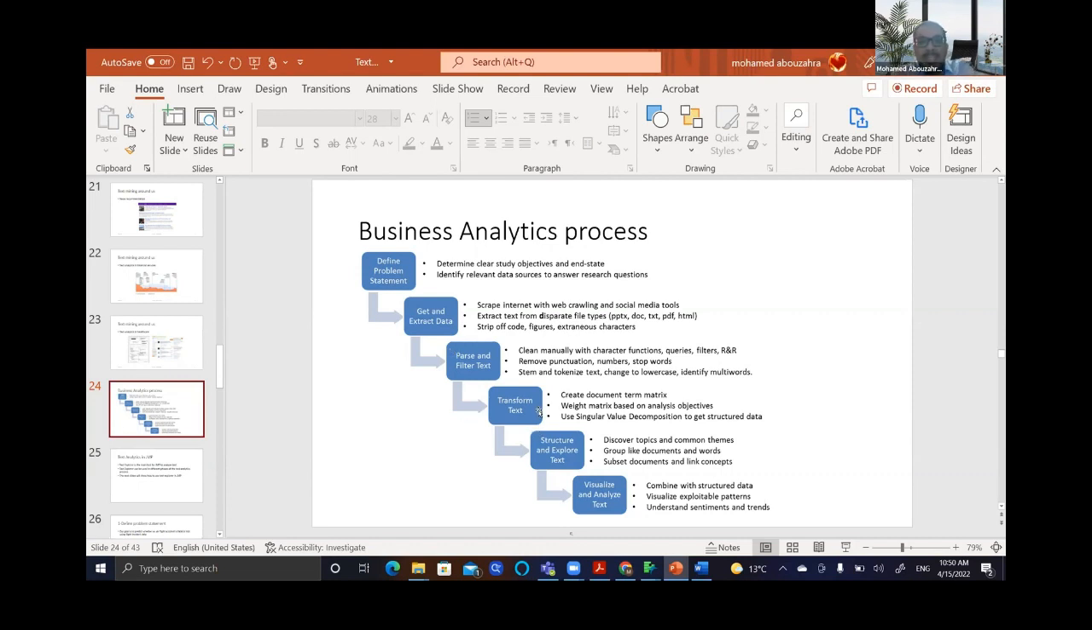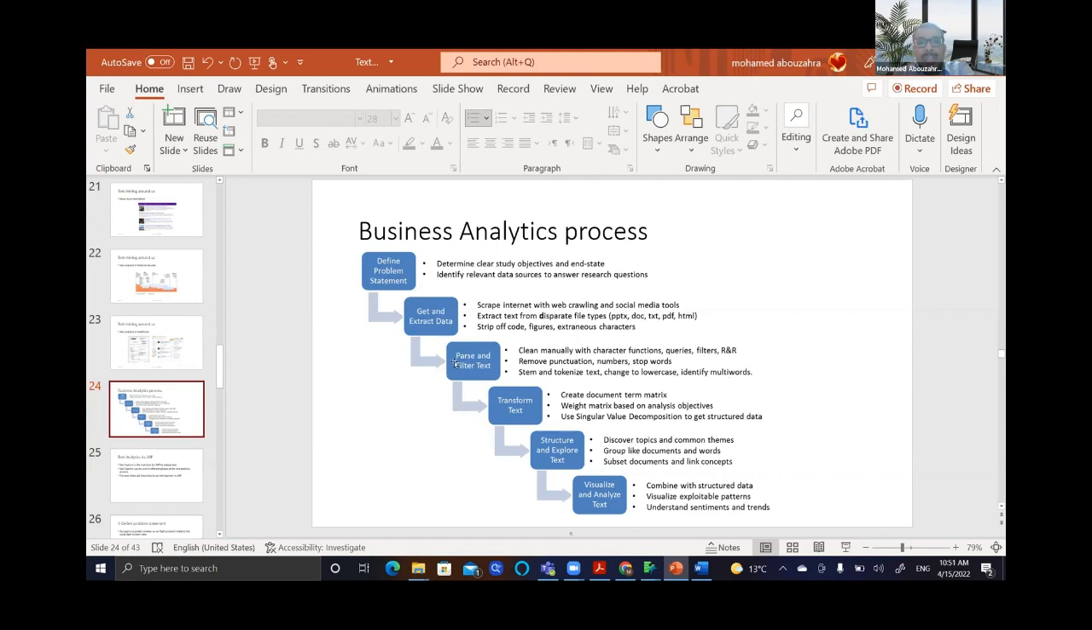So we have to have another phase here called transform text. Transform text takes the words and phrases that we have and converts them into numbers. And I will show that to you again today. I will show you how text is converted into numbers. And once we have text as numbers, we can start doing our magic. We can do classification, categorization, sentiment analysis, transform our text into numbers.